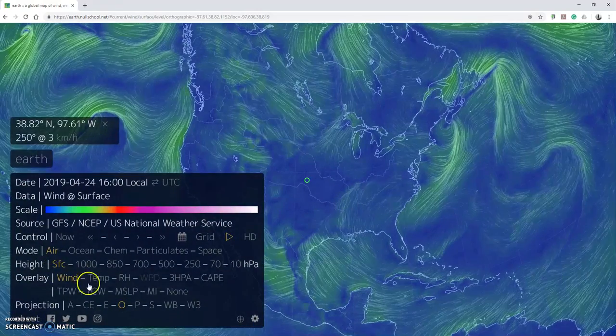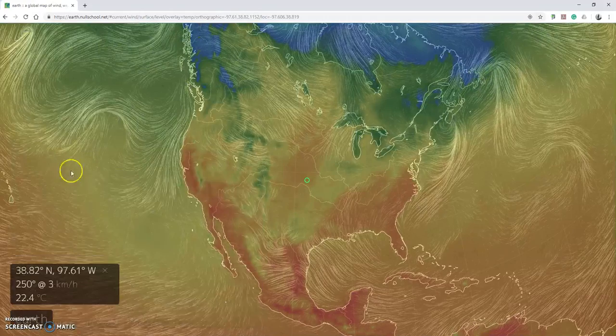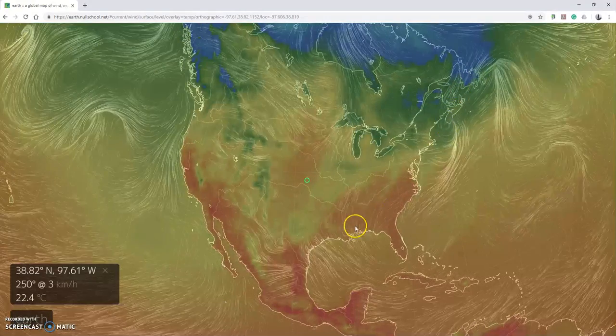And the nice thing about it is that even as you flip through other things, so if I flip over to temperatures now, I can see that start to fit up.